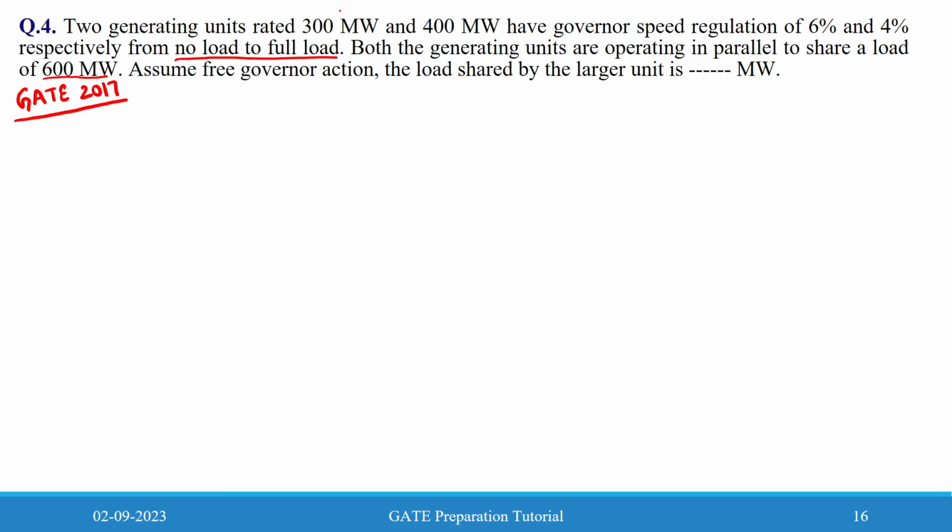The rated values are 300 megawatt and 400 megawatt, and always whatever the rated value is, consider it as the maximum value for that generator. It means it can provide a maximum power of 300 megawatt and 400 megawatt respectively. So the rated value is always the maximum limit. That is also something you need to keep in mind.